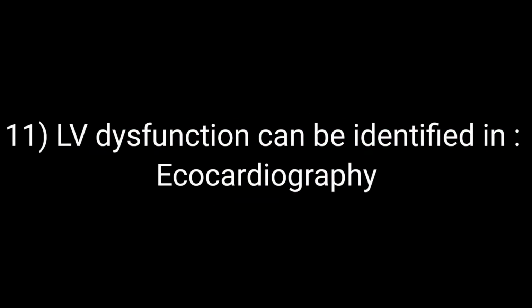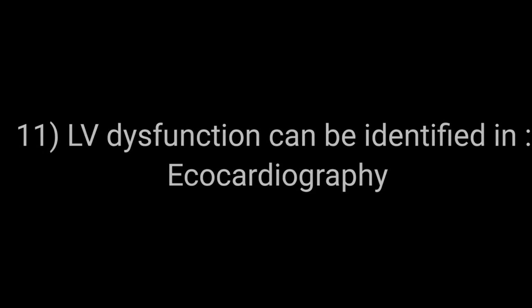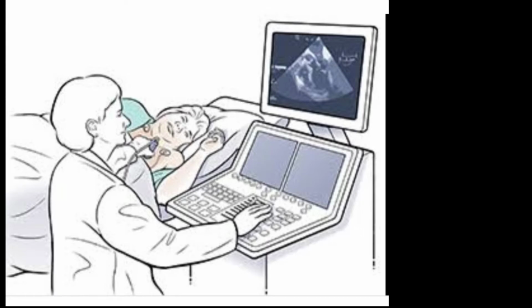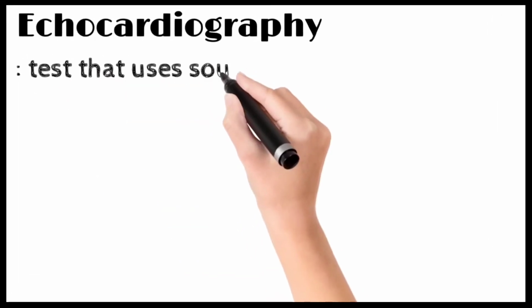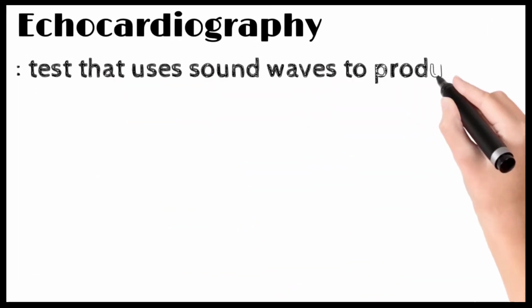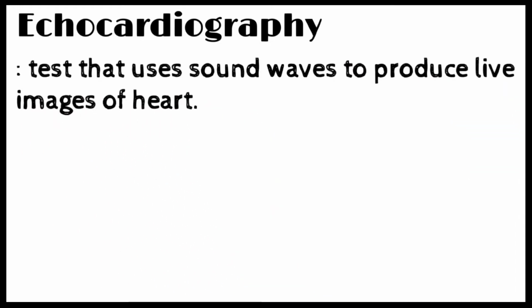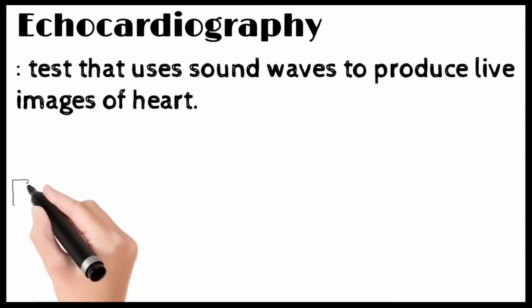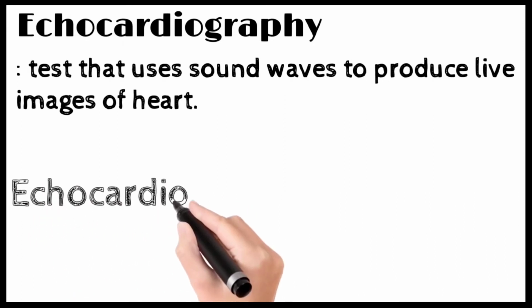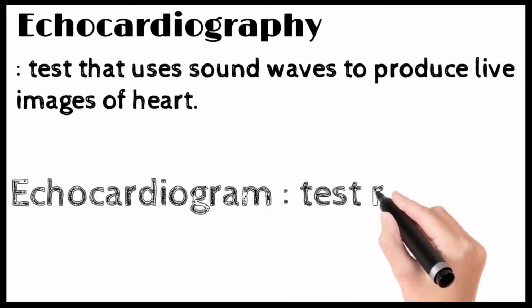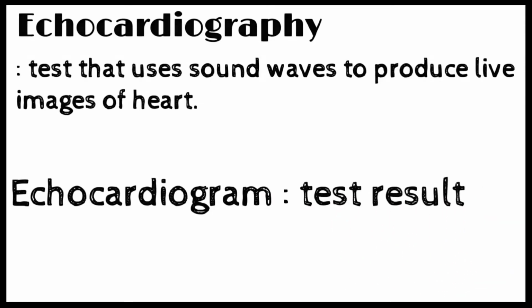Here is the 11th point. LV dysfunction can be identified in echocardiography. An echocardiogram, cardiac echo, or simply an echo is an ultrasound of the heart. Echocardiography is the test that uses sound waves to produce live images of the heart. The image is called an echocardiogram, which is obtained after an echocardiography.